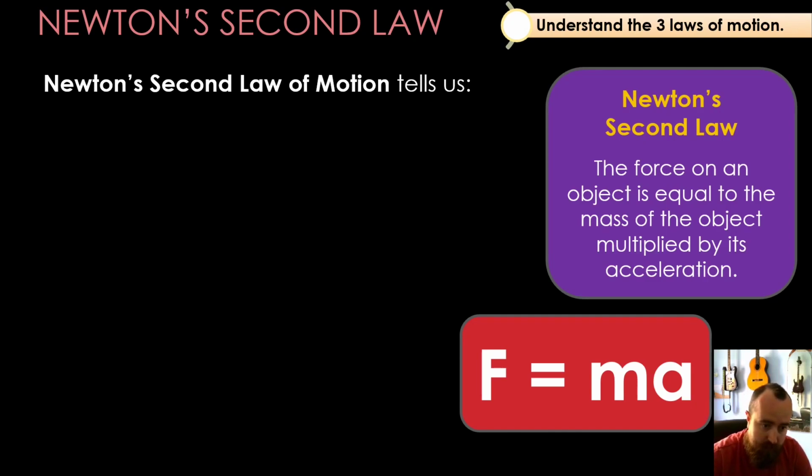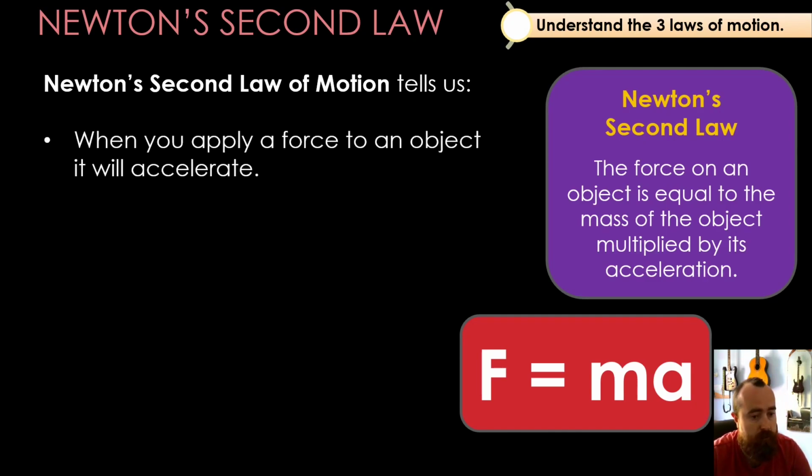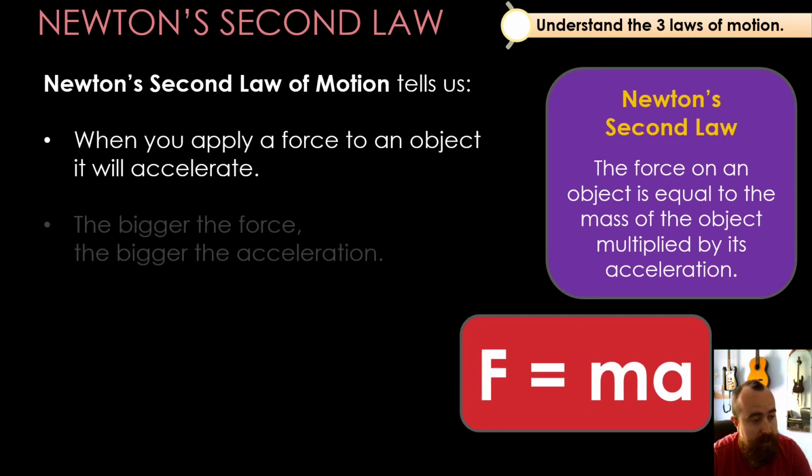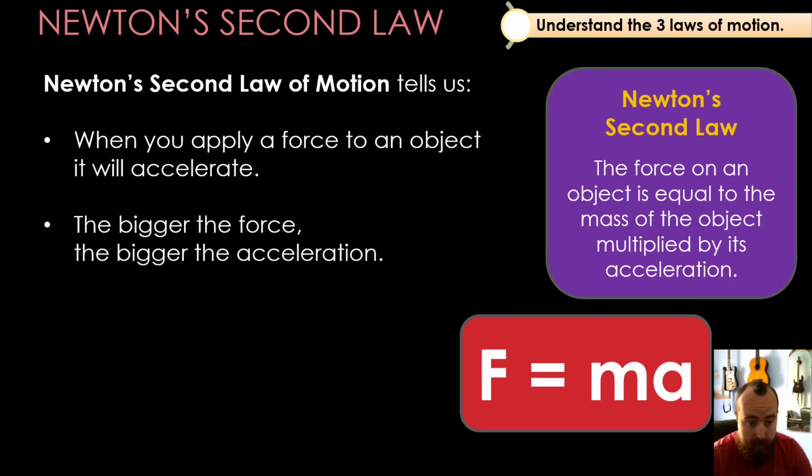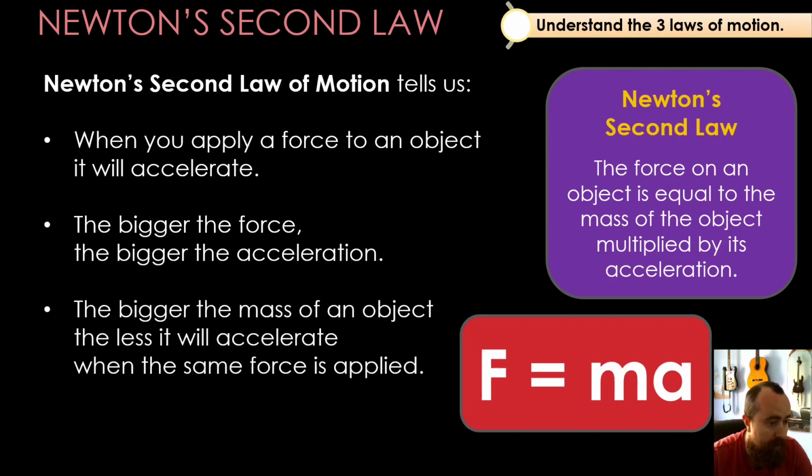The three main things that I think Newton's second law really tells us are that when you apply a force to an object, it's going to accelerate. If you apply a force to something, it's going to move in a particular direction with a particular velocity. And if you continue applying that force, its velocity is going to increase. So it's going to accelerate. If you apply a big force, you're going to get a big acceleration. The converse is also true. If you apply a small force, you're going to get a small acceleration. And the last thing is this: the bigger the mass of the object, the less it will accelerate when the same force is applied.